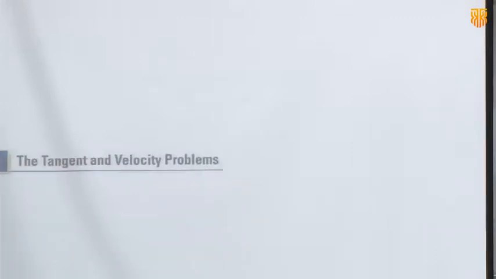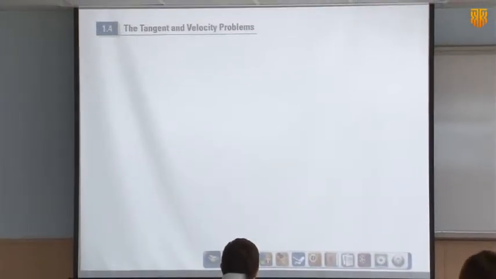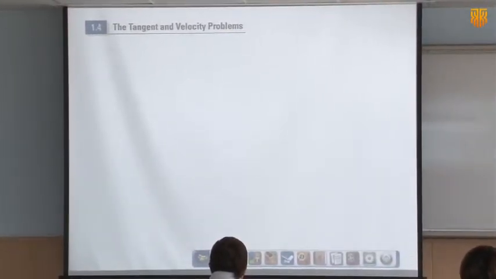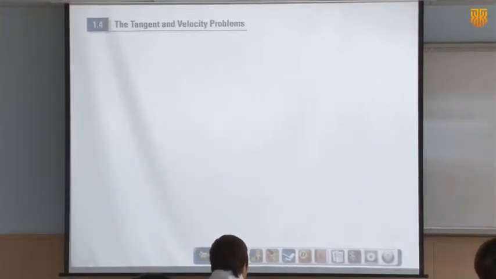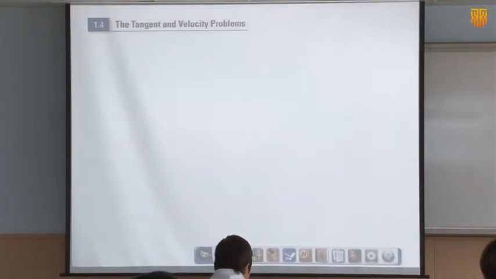Okay. Now, in this section, we're going to discuss the tangent and velocity problem. What is tangent? In Korean, we say 접선. Tangent means touching. So given a curve, you want to find the line that touches it at one point. What does touch mean? Just touching one point like this.